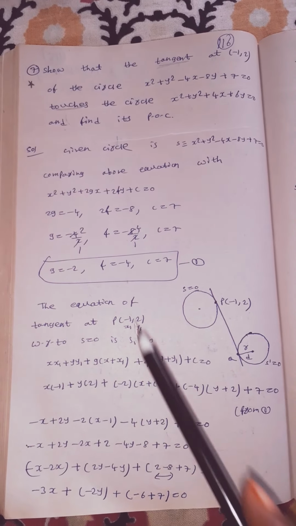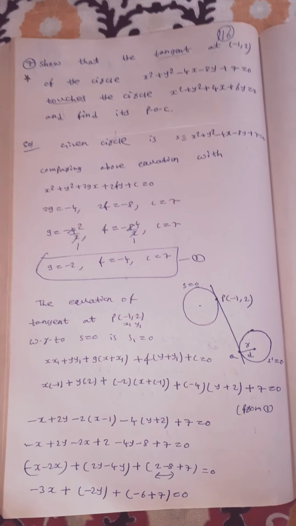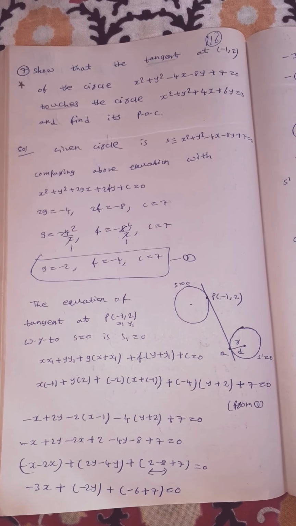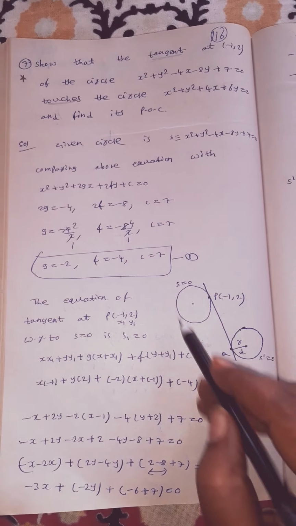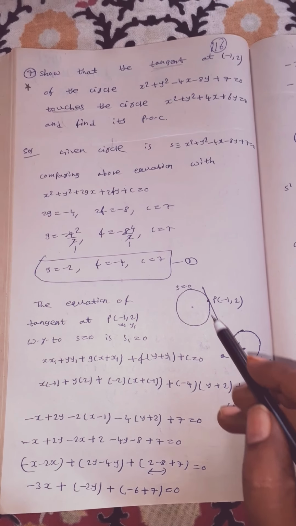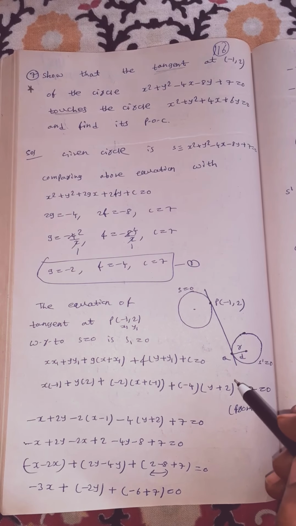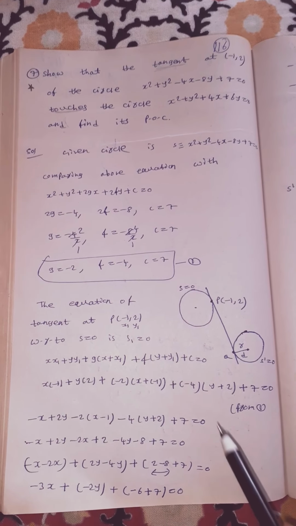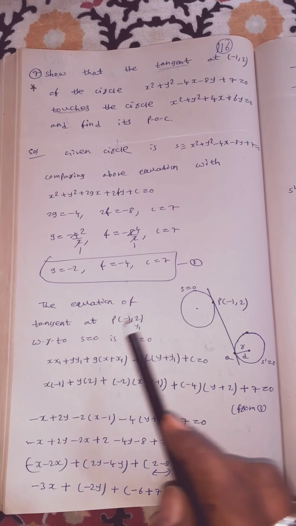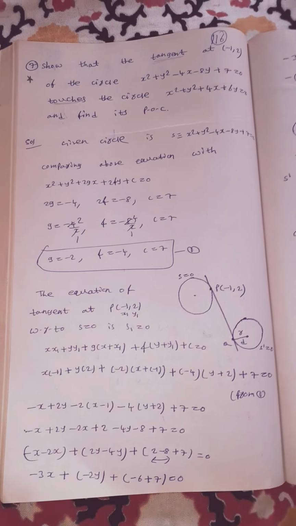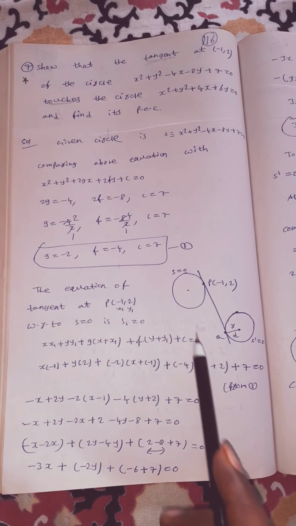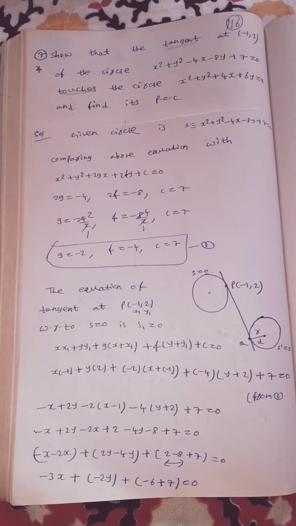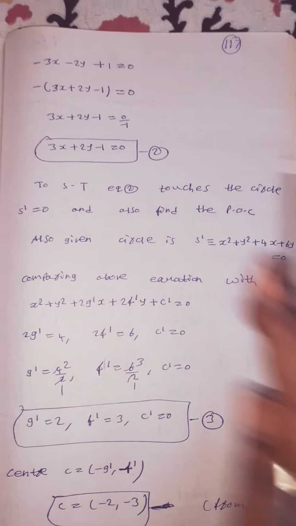Comparing means we will get g value, f value and c value. So before we is given standard equation, so we got simply. So this is the first circle, children, second circle. Both circles are touching each other like this. So here point P is given how much? -1, 2. So equation of tangent at P -1, 2 with respect to s equal to 0 is s1 equal to 0. This is well known formula to you. Simplify. After simplifying, you are getting equation of line as this one, children.